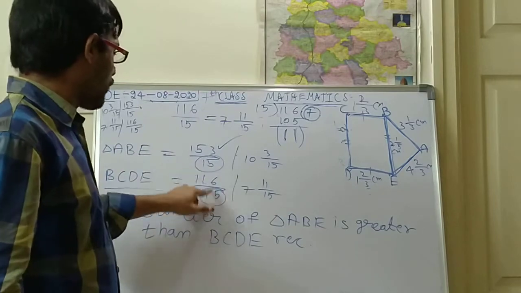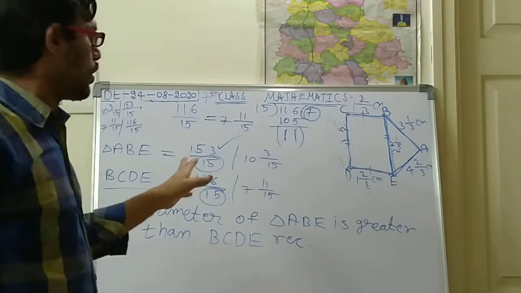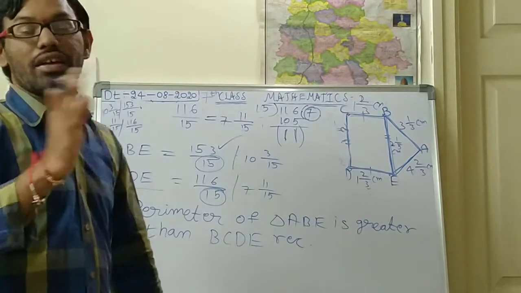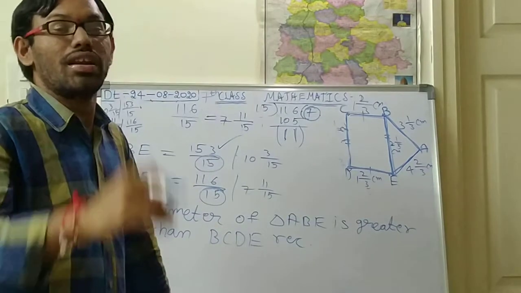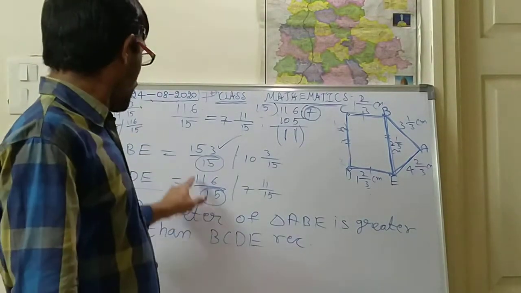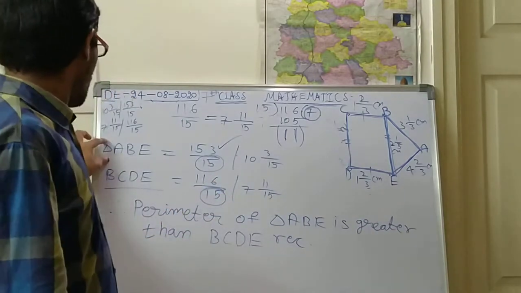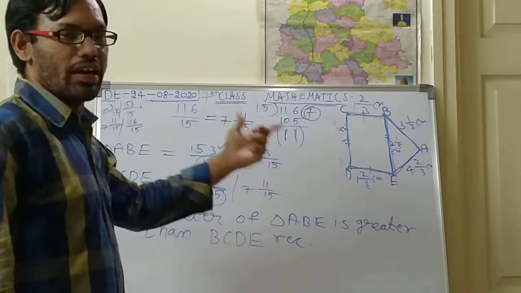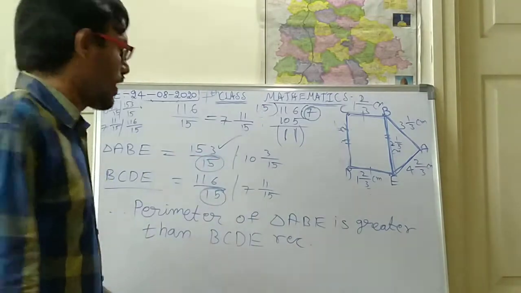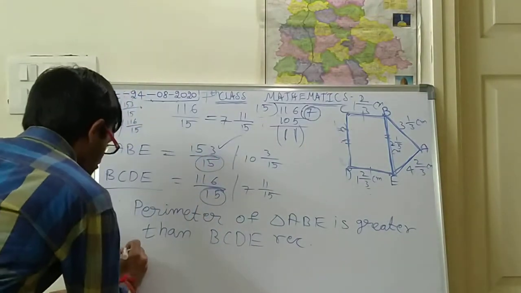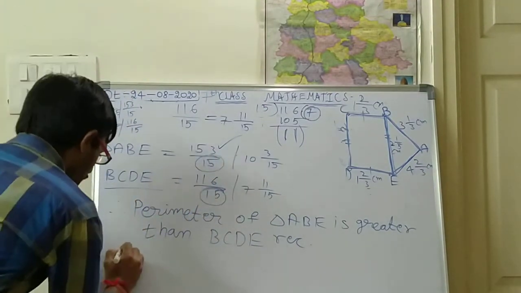Suppose two denominators are not equal, then you have to use the method for finding which is greater, like that. Okay, here both are equal, so 153 is greater than 116. So triangle ABE perimeter is greater. By how much is it greater? For this, subtract.